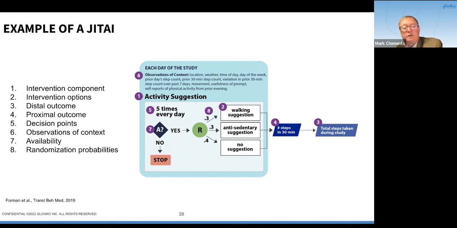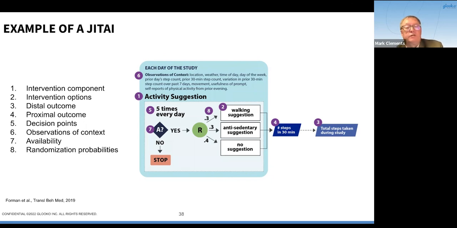You can see that the distal outcome in number three was the total steps taken across the study. And the proximal outcome was the number of steps in the 30 minutes after a particular text message or push notification suggestion was made. Number five indicates the decision points across the day. So they had 5 different times a day. For instance, in the morning before the daily commute, and in the evening before or after dinner, I don't recall the details exactly, would be decision points.